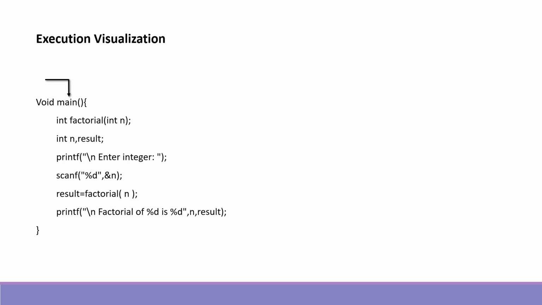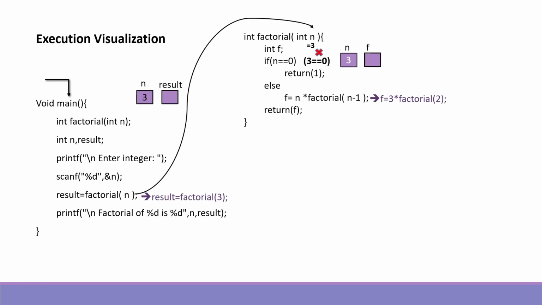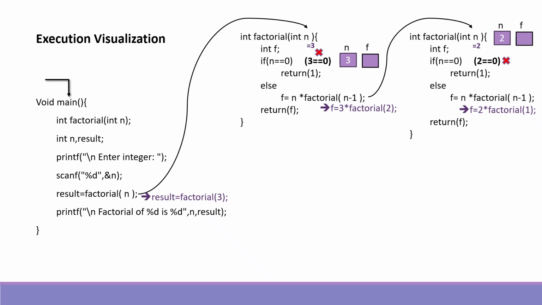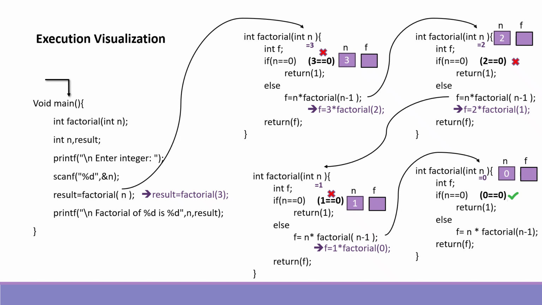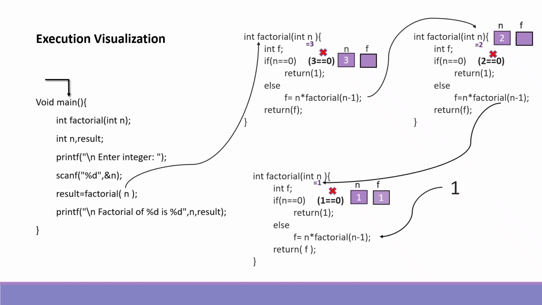Let's visualize how recursion works step by step for finding the factorial of 3. The main function starts and calls factorial 3. Inside factorial 3, since n is not 0, it makes another call, factorial 2. Now control moves to factorial 2. Again, n is not 0, so it calls factorial 1. Next, we enter factorial 1. Still, n is not 0, so it calls factorial 0. Inside factorial 0, the condition n equals 0 becomes true. So this function doesn't call itself again. It returns 1 to its caller.